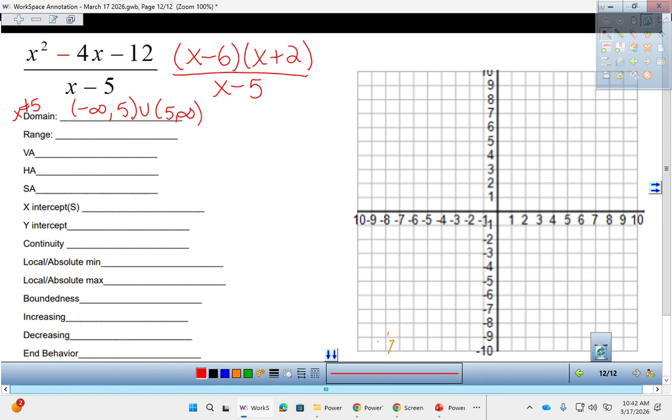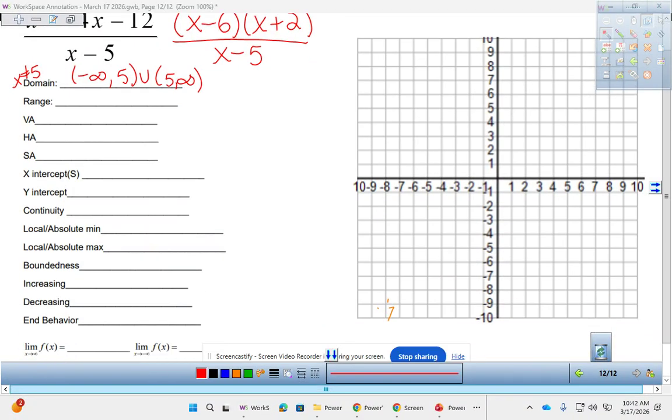After I check for domain restrictions, I would then check for what's called a hole. Does anything cancel out? If something matches top and bottom as a factor, that's called a hole. And I don't have that here, so I'm going to just write NA. Is there a spot for hole? Okay, well then there's no spot for hole. Okay, so there's no hole.